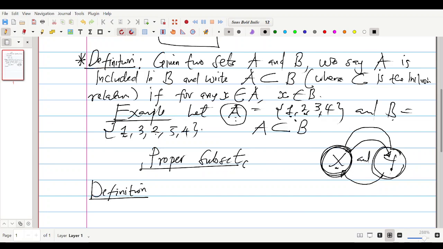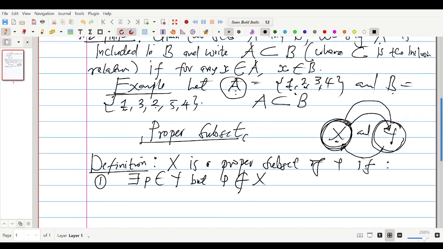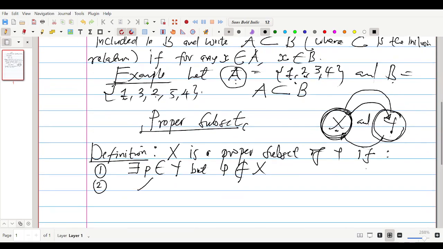So let us put it into a rigorous writing and definition. X is a proper subset of Y if, number one, there exists an element P that is in Y, but P is not in X. That is one of the conditions. Number two, the set X must be a subset of Y. That is, X must be included in Y. So these two conditions are necessary for a set X to be a proper subset of Y.